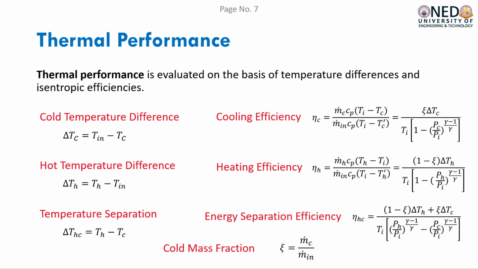Isentropic efficiency is the ratio of the actual enthalpy change and the isentropic enthalpy change. The isentropic efficiencies are classified similarly for cooling, heating and energy separation, which can be found by isentropic relations. The isentropic efficiency depends on temperature differences as well as total pressure and mass flow rates, where cold mass fraction is one of operating parameters of the vortex tube. Cold mass fraction is the ratio of mass flow rates of cold stream and of inlet stream.